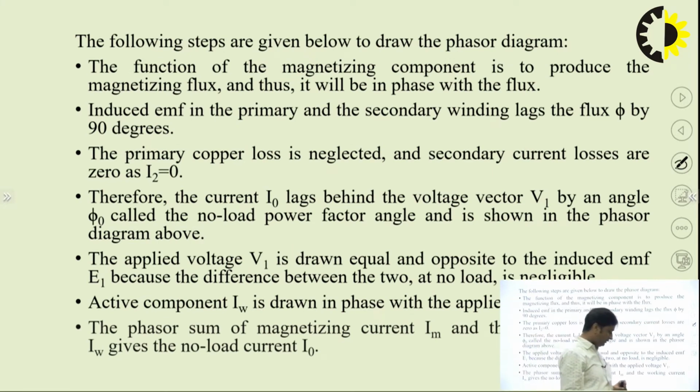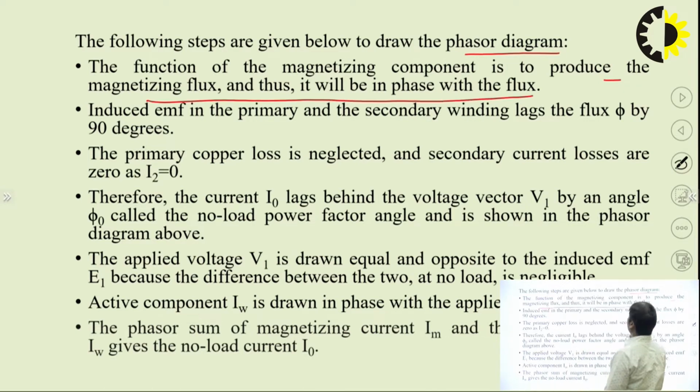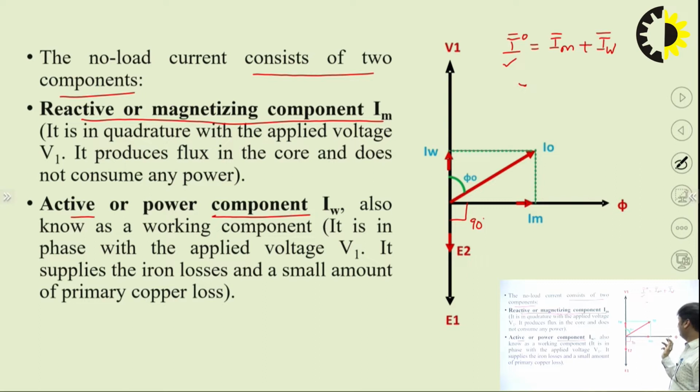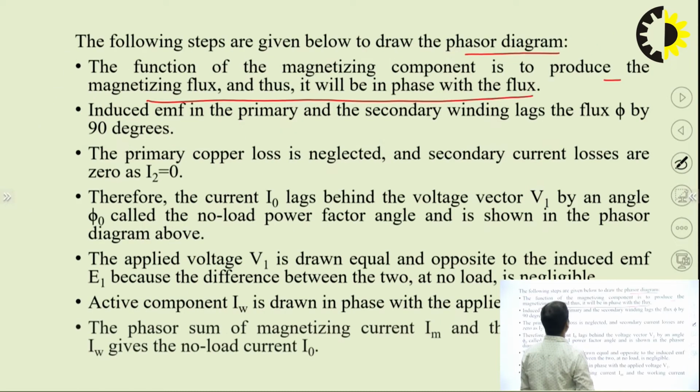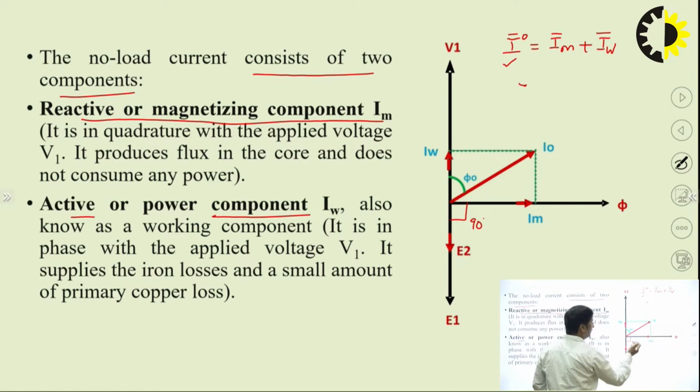Now to understand the concept of the phasor, some steps. As I just told you, the function of the magnetizing component is to produce the magnetizing flux, and thus the flux should be in phase with IM. Second, the induced EMFs in the primary and secondary windings lag the flux by 90 degrees. These are things we have already covered. So E1 and E2 are in phase and lag the flux by 90 degrees.